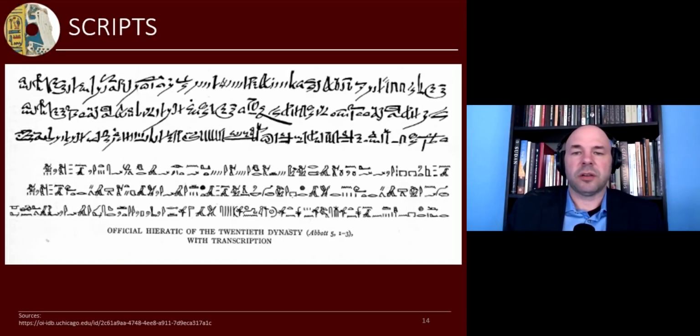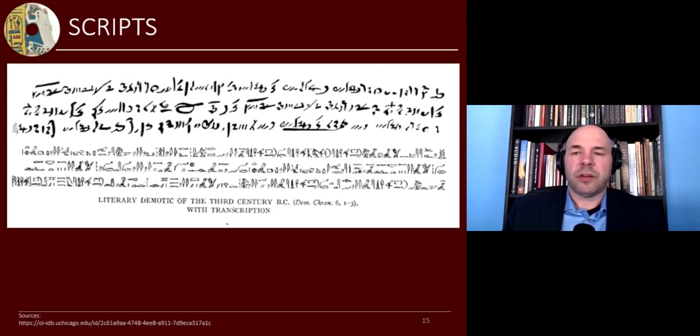It's a little bit more cursive. In this particular official hieratic, you can see there's certain types of ligatures where the signs are connected together that's sort of distinctive for this New Kingdom hieratic. And then a fairly early demotic text here showing you further that in demotic, the script is even more cursive, and it's more difficult to recognize the hieroglyphic equivalents of the demotic signs.